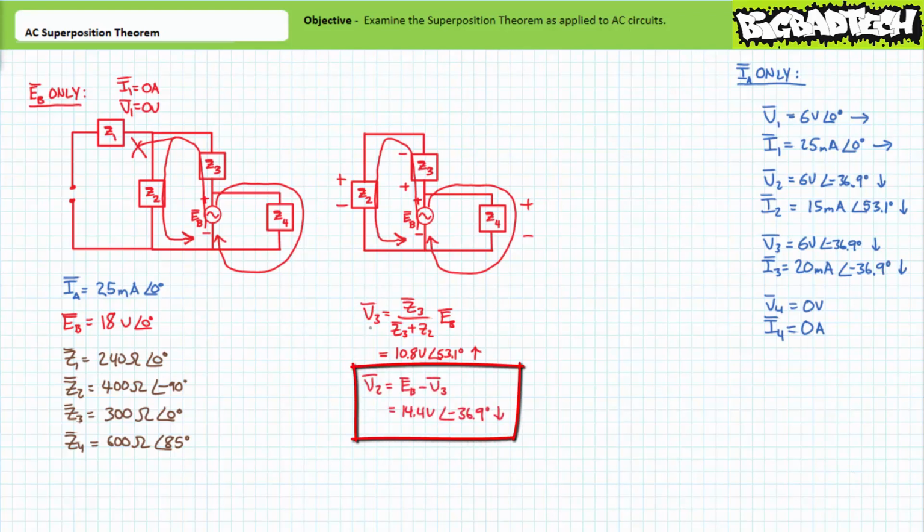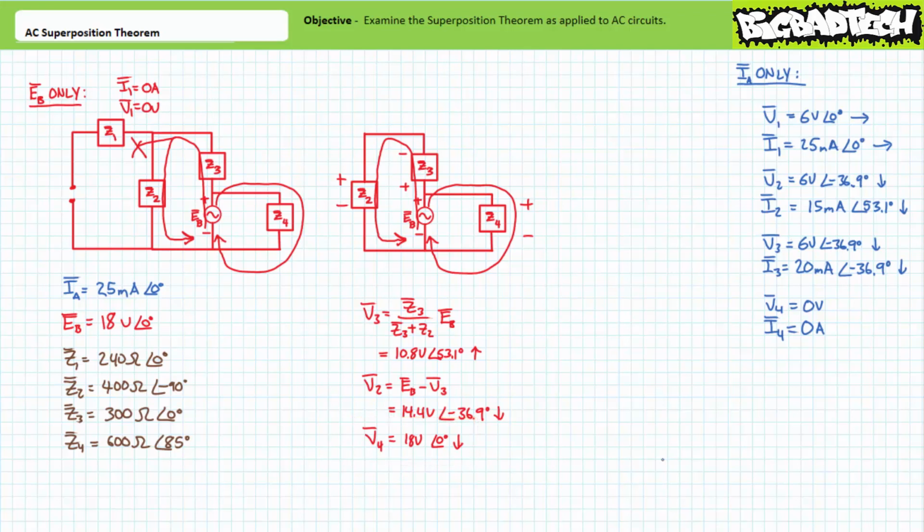A subsequent application of Kirchhoff's voltage law demonstrates V2 will be the remaining 14.4 volts at an angle of negative 36.9 degrees, positive to negative, top to bottom. For our as-drawn circuit, voltage across impedance element Z4 will be equal to EB. V4 therefore equals 18 volts at an angle of 0 degrees, oriented positive to negative, top to bottom.